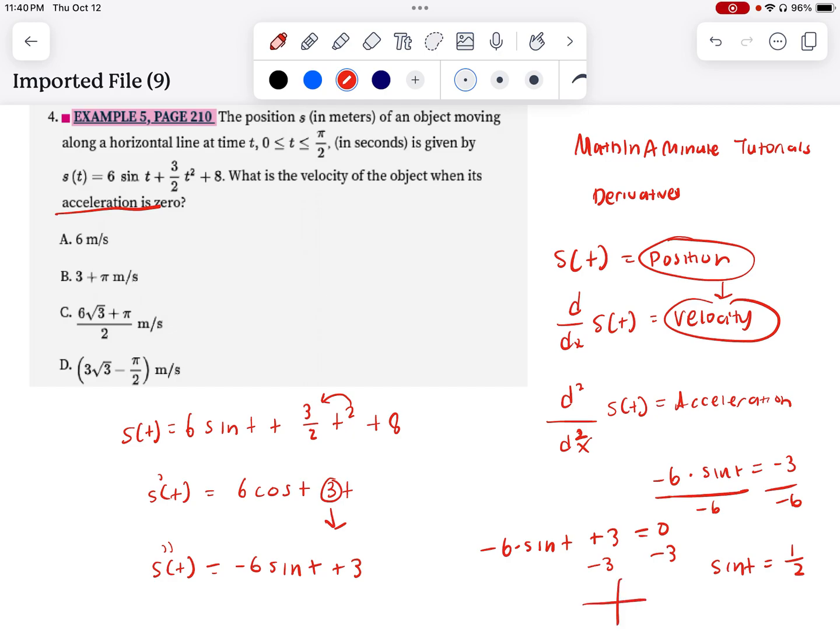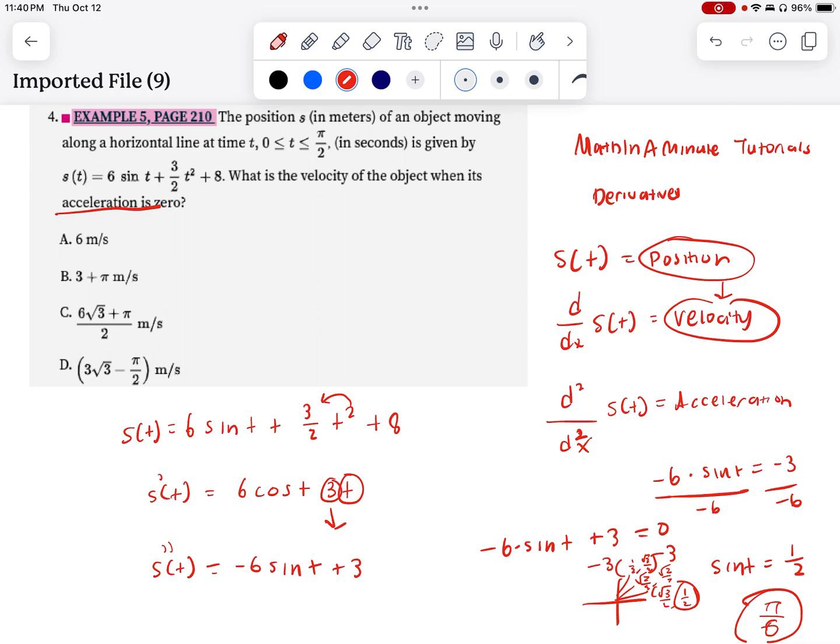Now, what value of t will yield 1/2 for sine? We just draw a quick unit circle and we find out that here this is √3/2, 1/2. This is √2/2, √2/2. This is obviously 1/2, √3/2. So we find that sine of t equals 1/2 at pi/6. So we take this value we got from here and we plug it into the velocity equation that we got here because it's asking for what is the velocity of the object when its acceleration is 0.